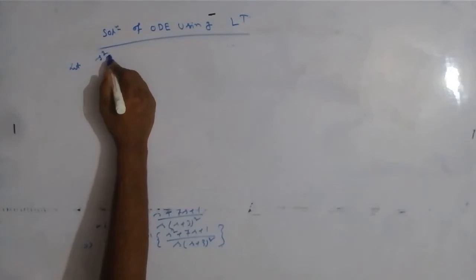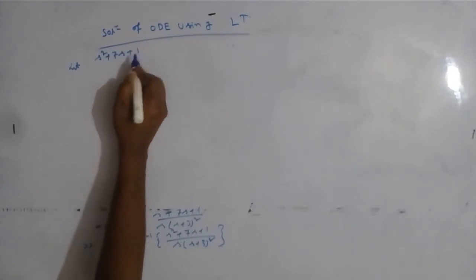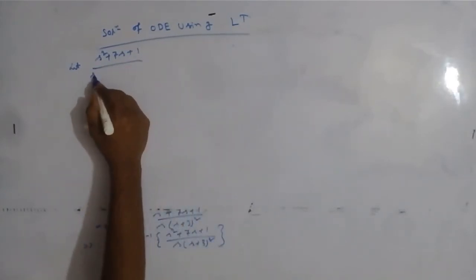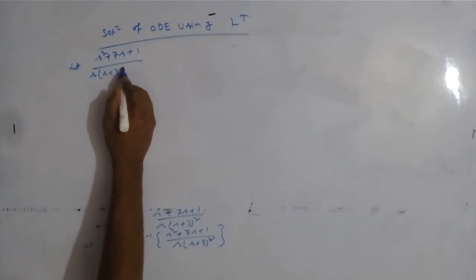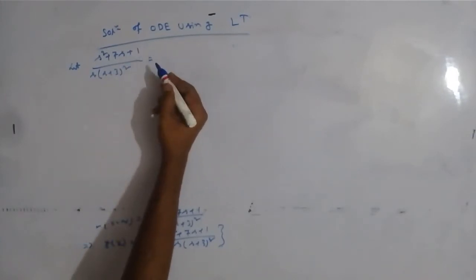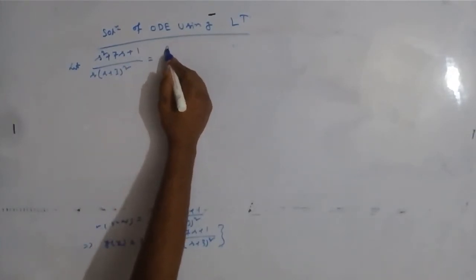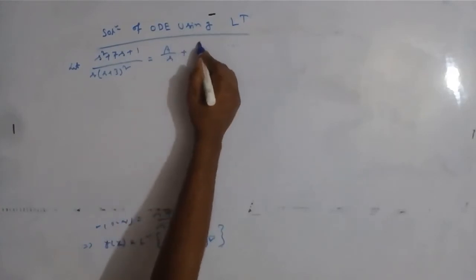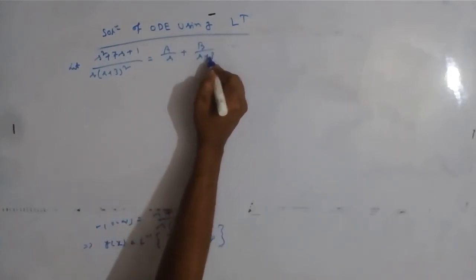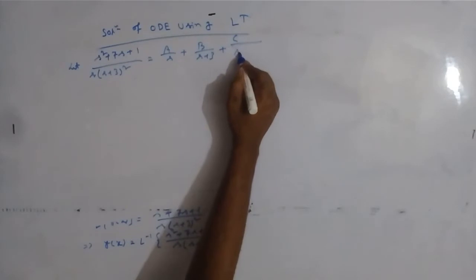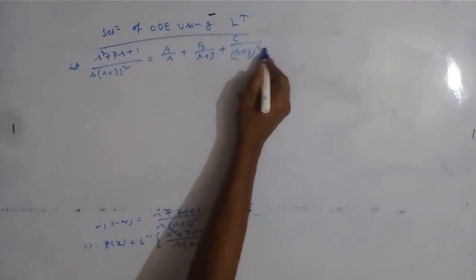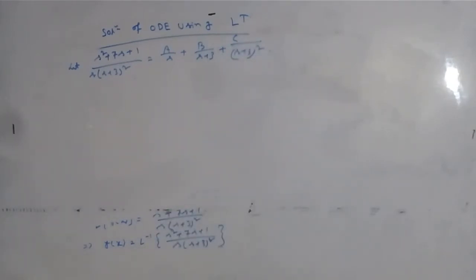So let (s² + 7s + 1) / (s(s+3)²) be written as a/s + b/(s+3) + c/(s+3)². So we have to find the values of a, b and c.